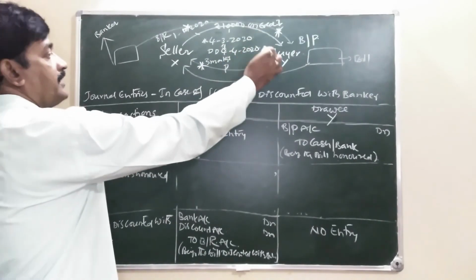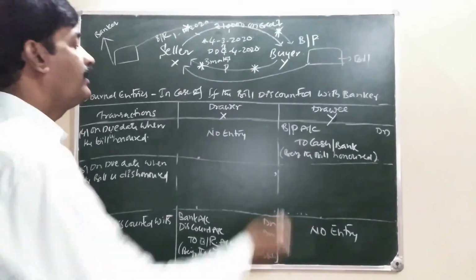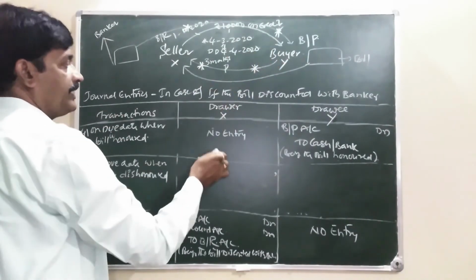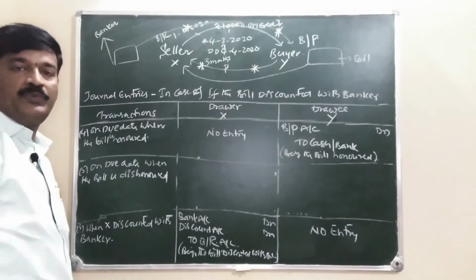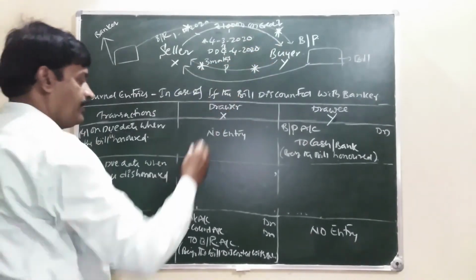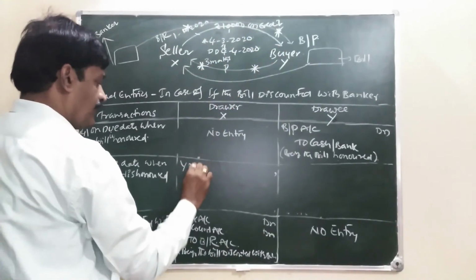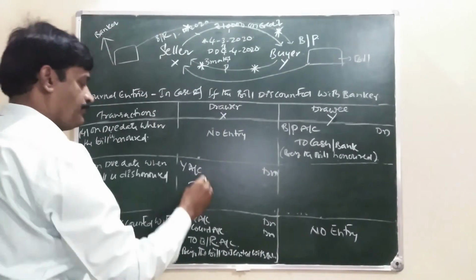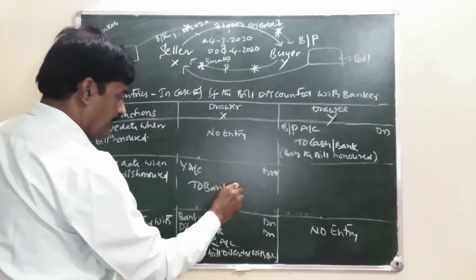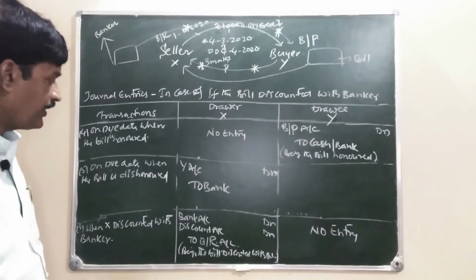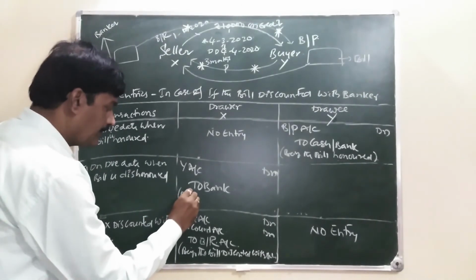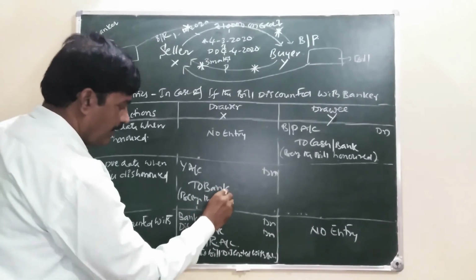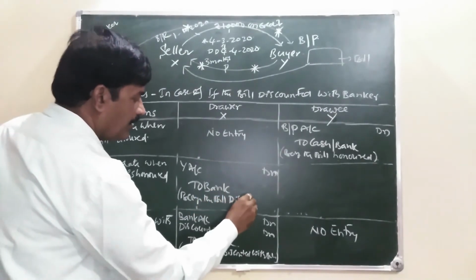and stands before him. So what is his position? Due from the buyer, due to the banker. Due from Y. Y account debited, due to the bank. Y account debited to bank account. Being the bill dishonored.